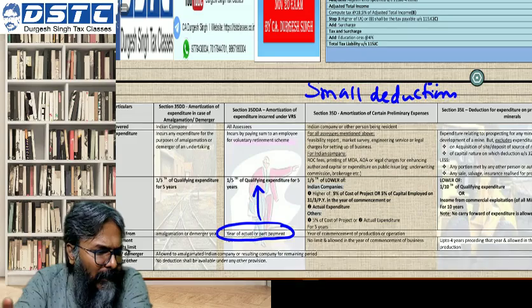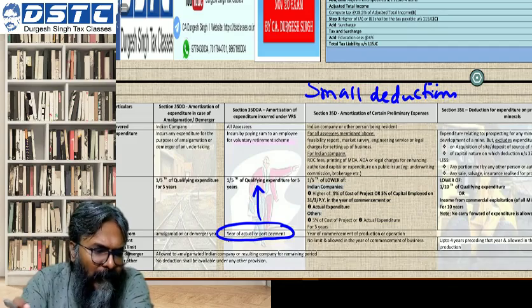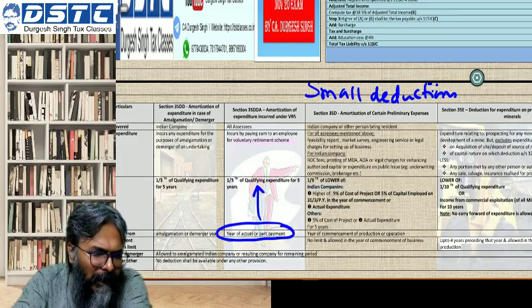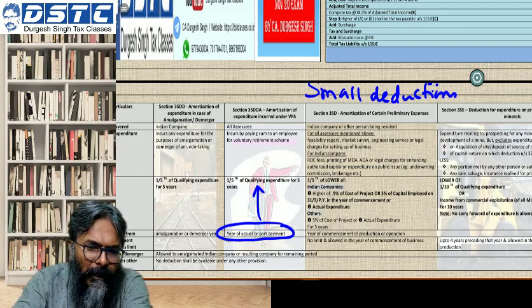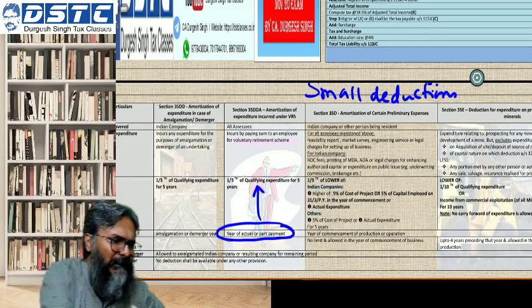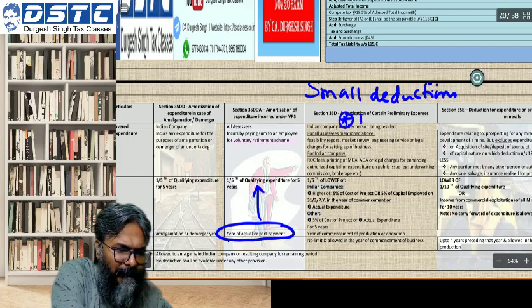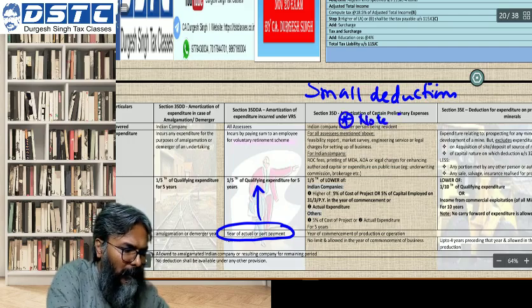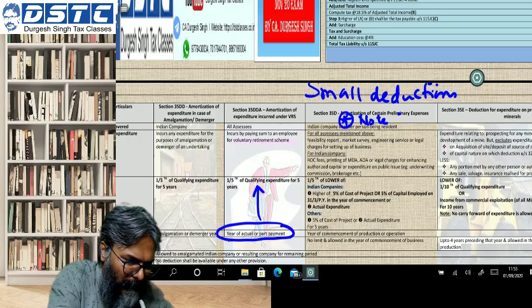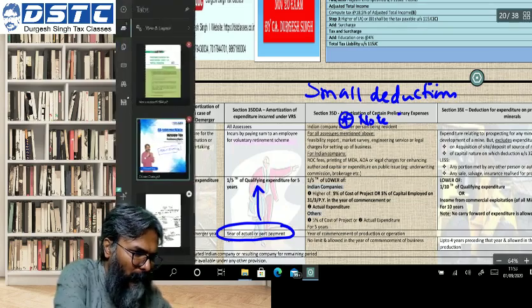The next particular part, students, is 35D, which is about the amortization of certain preliminary expenditure. Now, students, this is applicable for both a company and a non-company. For this, I will give you a note in this regard.